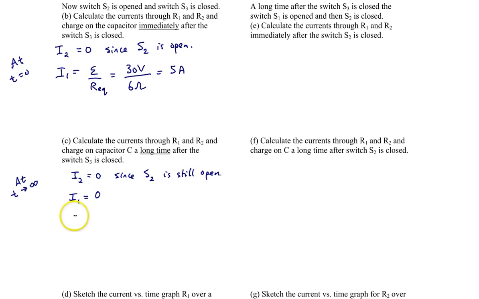However, the charge on the capacitor is no longer going to be 0. Over here, the charge was 0 because it was uncharged. But after a long, long time, the charge on the capacitor at, say, infinity will be equal to the capacitance times the voltage across the capacitor. Now, the voltage of the capacitor would be equal to the voltage of the battery. Let me go back and refer to this diagram so that you can get an idea of what I'm talking about.